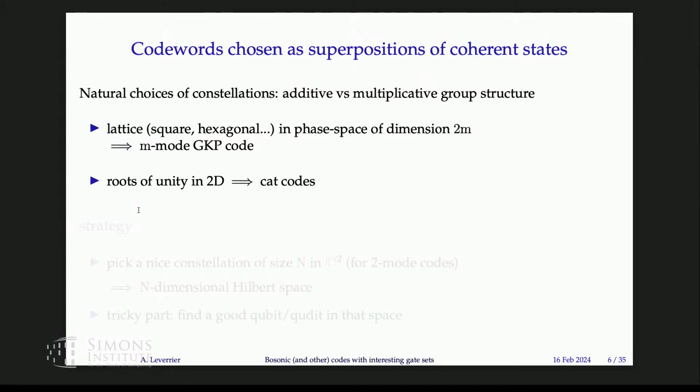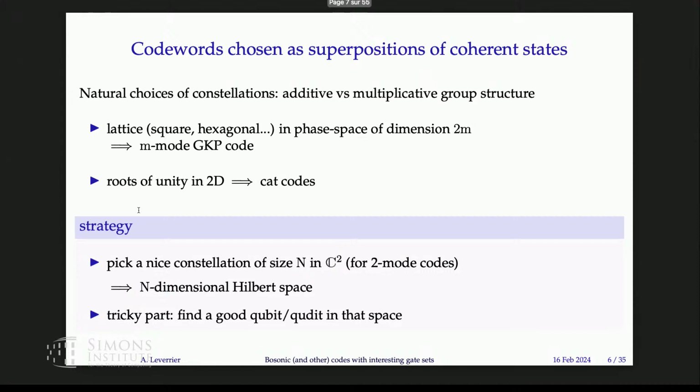So you have basically two choices. You can take an additive group structure, and you get basically a lattice, and you get GKP codes. Or you can take a multiplicative group structure. And in this case, for a single mode, the constellation will be the roots of unity, and you get cat codes.